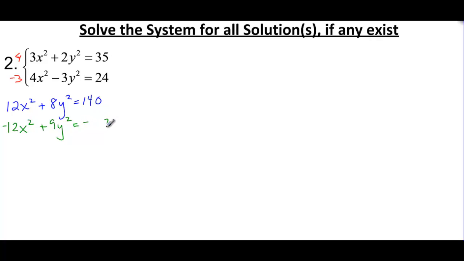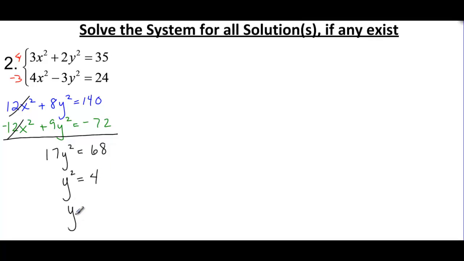If I multiply my second equation by a negative 3, I get negative 12x squared plus 9y squared equal to a negative 72. So now I want to add my two equations, and if I do it correctly, something should eliminate, hence the name elimination. So I'm going to get 17y squared equal to a positive 68. Next I want to divide both sides by 17, and if I do that, I should get a 4. Then take the square root of both sides.